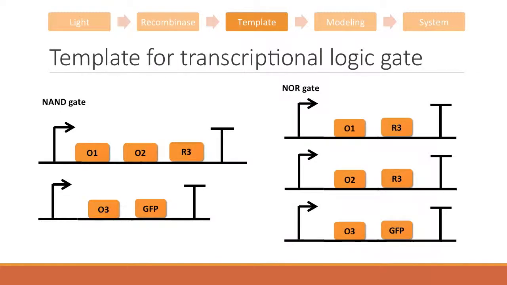For the NOR gate, the presence of either inducer begins transcription of R3. That then inhibits the output GFP. So GFP is only being produced here if neither inducer 1 nor inducer 2 is actually present in the cell.